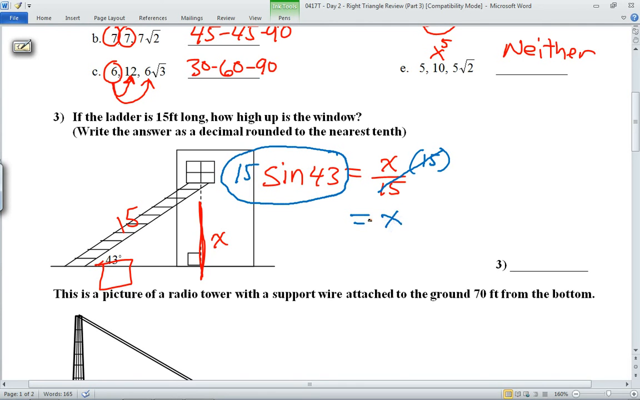But let's go ahead and find a decimal. This should be 15 sine 43, and I'm getting 10.23. It says nearest tenth, so 10.2. Okay, so that would be your answer.